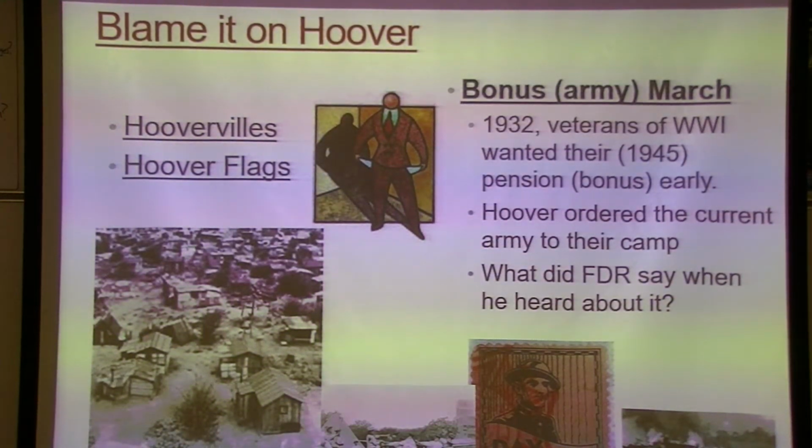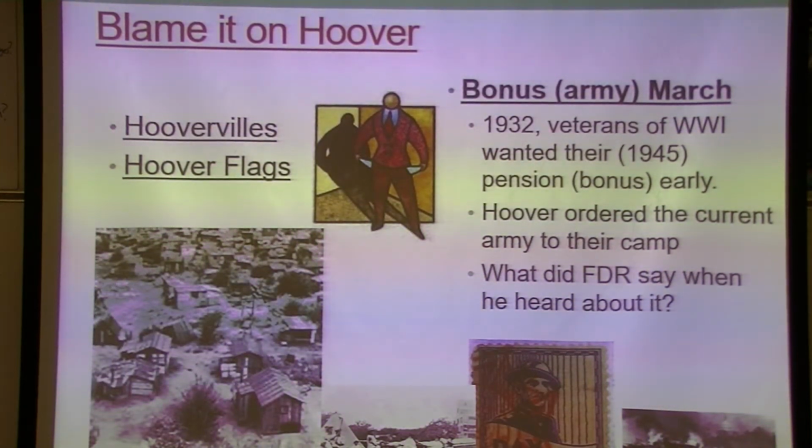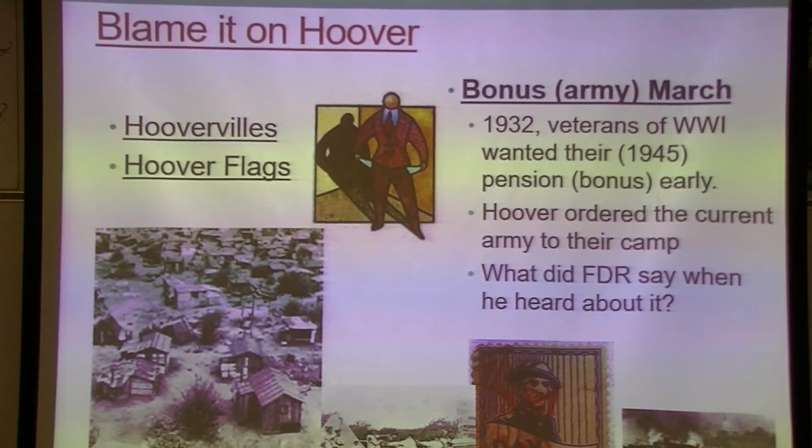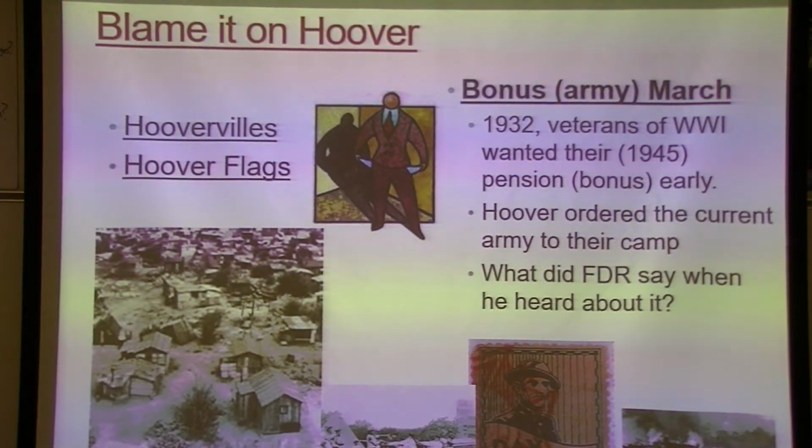One thing that definitely was a negative for Hoover, wasn't his fault, but he's going to be the one blamed for it, will be in 1932. There's the Bonus Army, which are veterans from World War I that were promised, in 1945, a bonus check for their service in World War I. Well, many of them were out of work. They come outside of Washington, D.C.